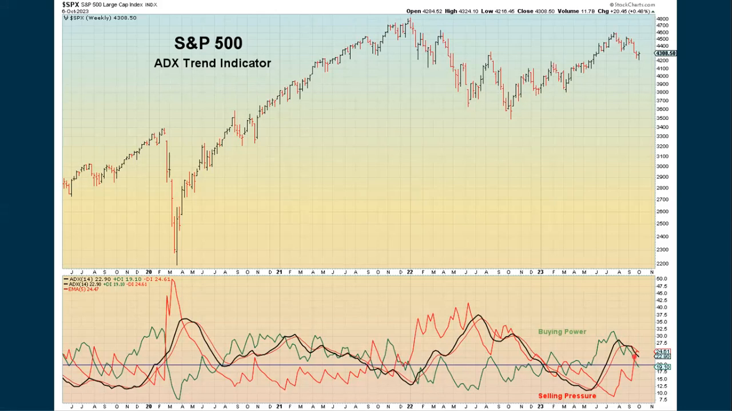Then we look at the green line and the red line. Which one is on top? The red line's on top, so we would default to negative, even though it's been coming down. But we're also seeing the green line coming down, and we're also seeing a potential weakening trend. But we're still above 20, so we are still in a trending environment.